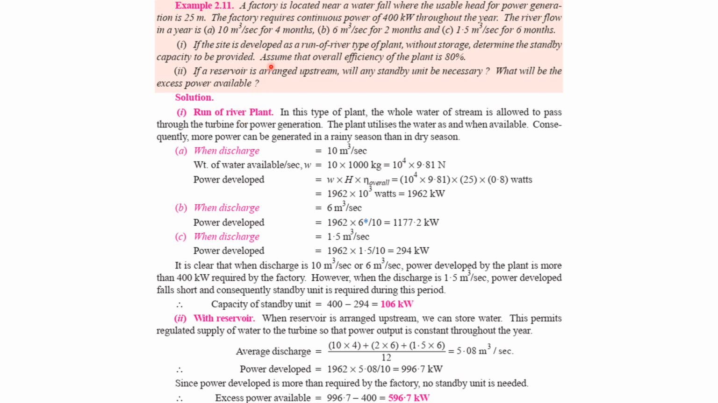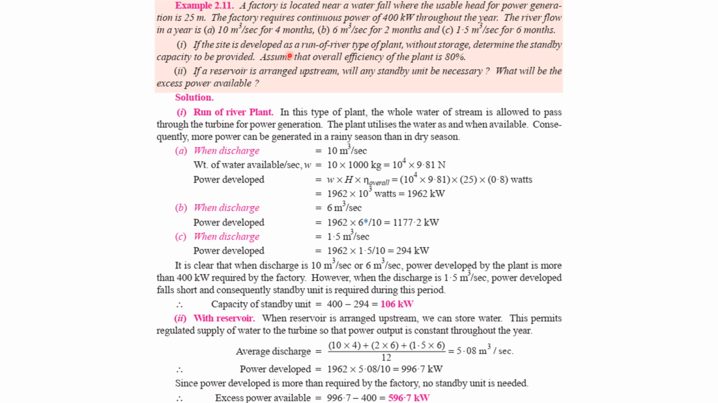So let us look at the problem. A factory is located near a waterfall where the usable head for power generation is 25 meters. The factory requires continuous power of 400 kilowatts throughout the year. So throughout the year, the factory must consume 400 kilowatts all the time. The river flow in the year is 10 meter cube per second for 4 months, 6 meter cube per second for 2 months, and 1.5 meter cube per second for 6 months.